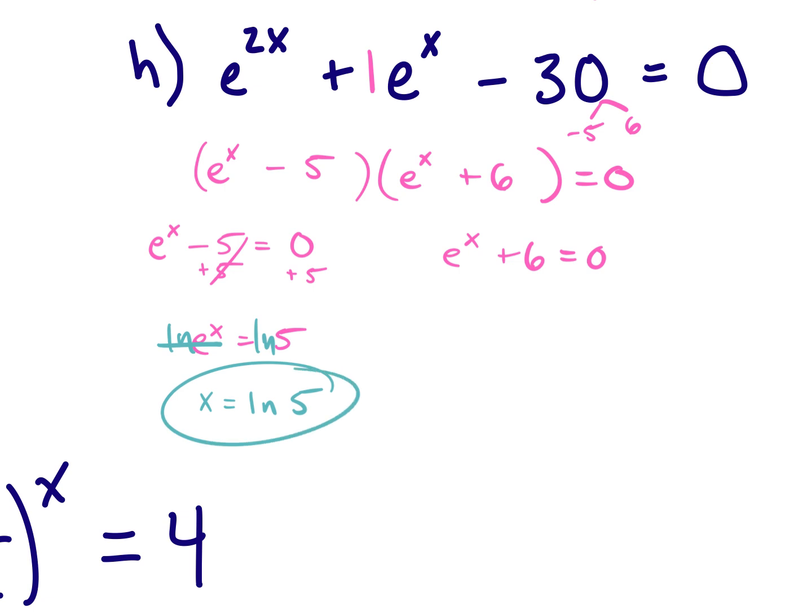Let's do the same thing with the second one. I'm going to subtract 6 on both sides. e to the power of x is equal to negative 6. What would we do next? Take the ln of both sides. Can I take the ln of negative 6? No. This does not work. You can't take the ln of a negative number. You can't take the ln of 0 either. So this would give us no answer, or our answer would only be the ln of 5. It's not that it's no solution, because we still had another solution, but the ln of negative 6 does not work out. It does not give us a second answer. We only have one here.